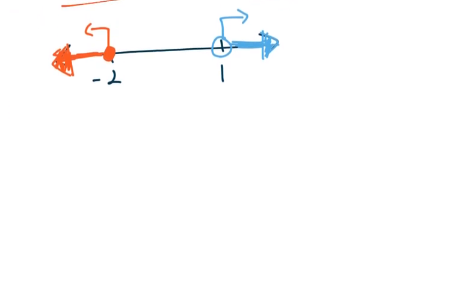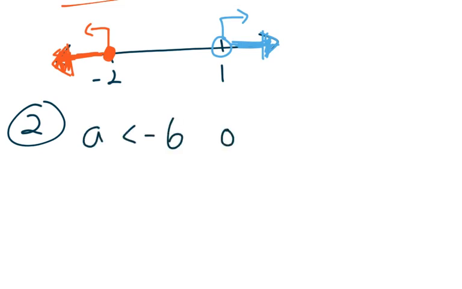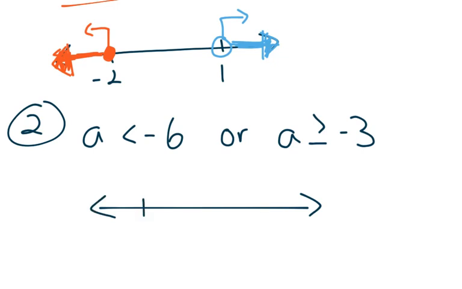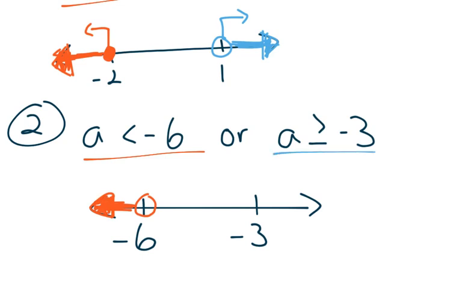Let's try another one here. Number 2. We got a is less than negative 6, or a is greater than or equal to negative 3. All right, so let's come up with a number line here. We got negative 6 and negative 3. Negative 6 is the smaller number, so negative 6 goes to the left, negative 3 to the right. We'll do the first one in red. This is going to be an open circle, and we're going this direction. Less than is always to the left. Okay, and we bold in that arrow. We'll do the second one in blue here. A is greater than or equal to negative 3. That's a closed circle at negative 3, and greater than is always out to the right.